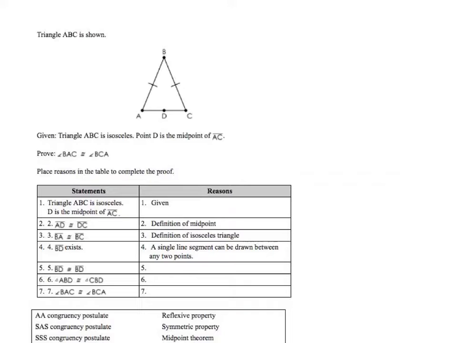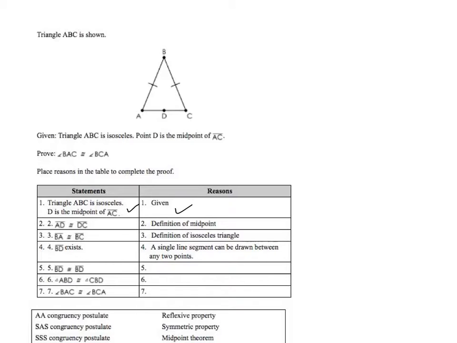So let's look at a little easier one. This one says, given triangle ABC is isosceles, that means that two of the sides are the same and one is not. And point D is the midpoint of AC, so D is in the middle of AC. Prove that angle BAC is congruent to BCA. The first statement says triangle ABC is isosceles and D is the midpoint. Of course, those are given statements.